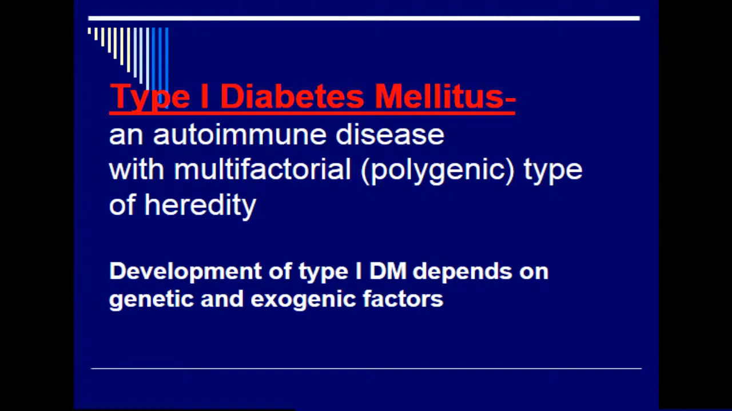Good day, students. Today, the topic of our lecture is type 1 diabetes mellitus. This disease is characterized by absolute insulin insufficiency due to destruction of beta cells in pancreas. Diabetes mellitus is an autoimmune disease with multifactorial or polygenic type of heredity. Development of diabetes mellitus depends on genetic and exogenic factors.